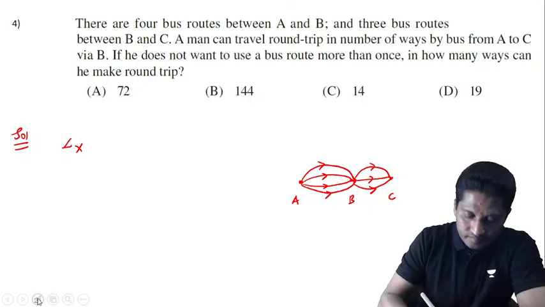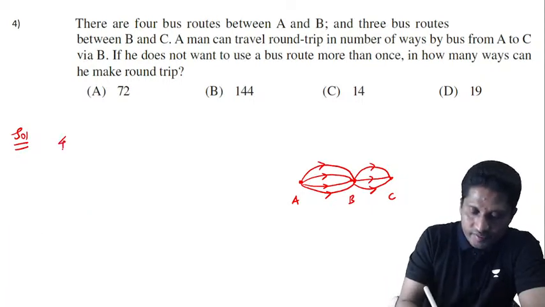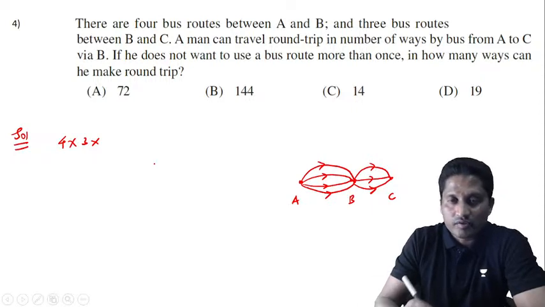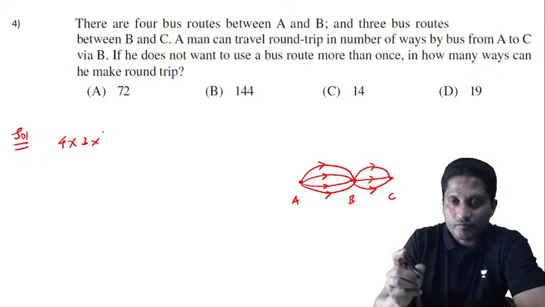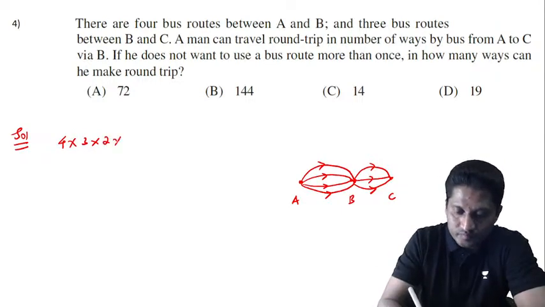And B to C, A to B he will travel in 4 ways, B to C he will travel in 3 ways. While coming back, C to A he should not take, C to B he should not use the same route. That's why he'll come from C to B in 2 ways only.